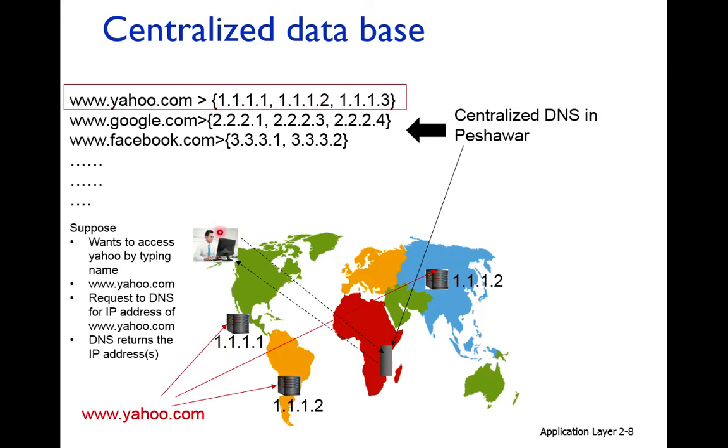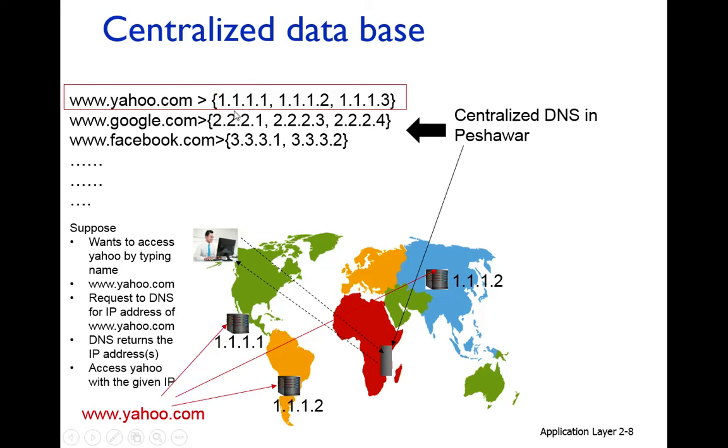Now it is the choice of this user to select any one of the IP addresses, because these servers are consistent with each other. These are the Yahoo servers. The same data is stored here, here, and here. So any of these Yahoo servers can be accessed. Usually, when the user receives this list, the user picks the first IP address.